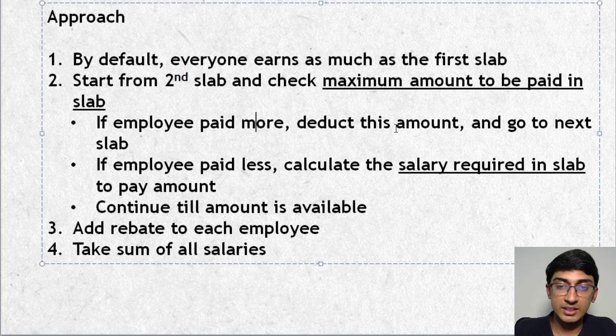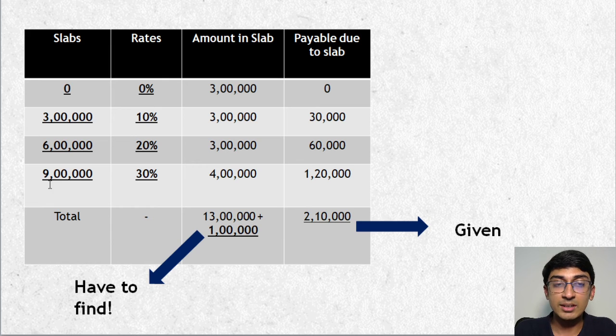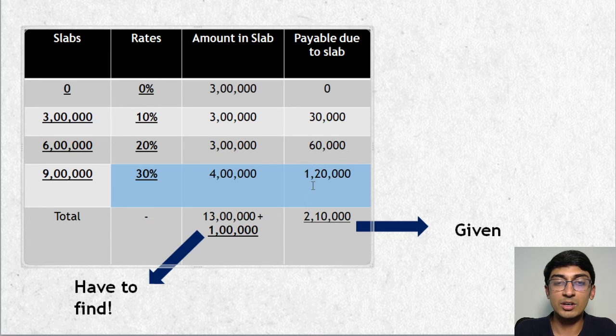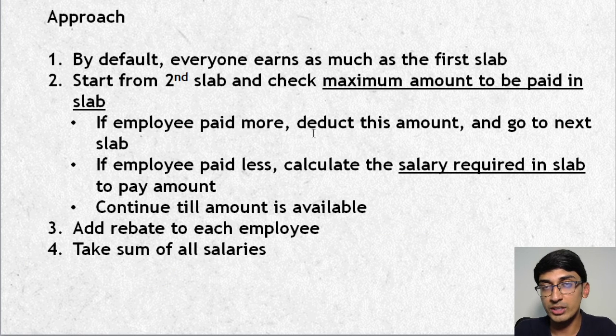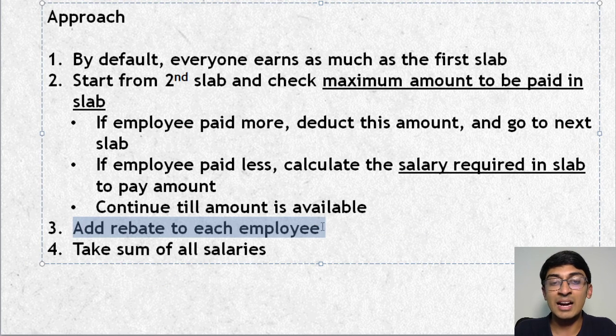So that's what we're going to do. If the employee paid more, deduct this amount and go to the next slab. If the employee paid less, calculate the salary required in this slab to pay the amount. That's all we're going to do. Continue till the amount is available. In this case, we'll keep continuing till we reach this particular point, at which point we realize that we can take care of all the tax here, 1,20,000, and there's no more tax left to be calculated. At this point, we break. Once we break, we add the rebate to each employee. Because each employee got this much discount for sure, we add that rebate and we take the sum of all of those salaries, right? And then we print the final answer.